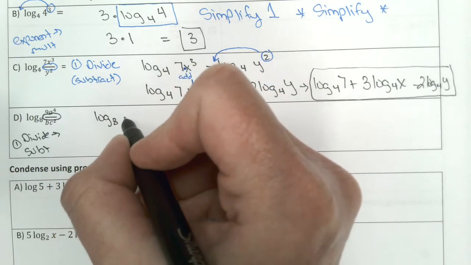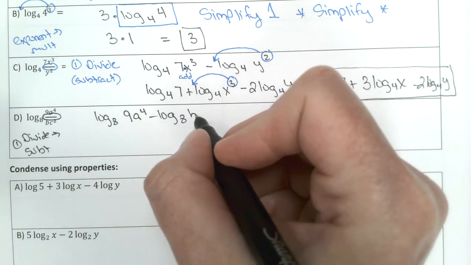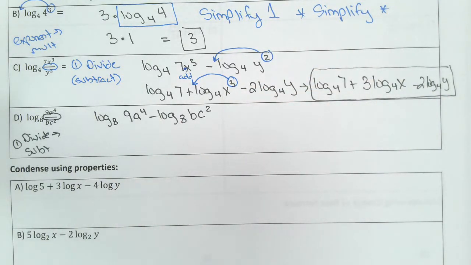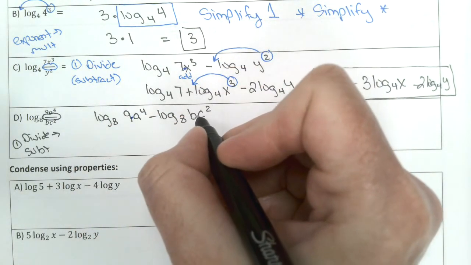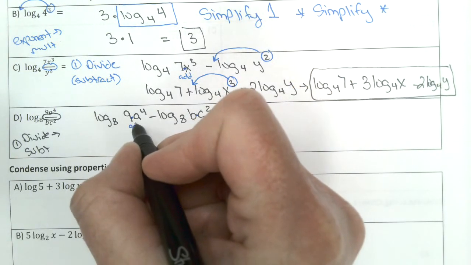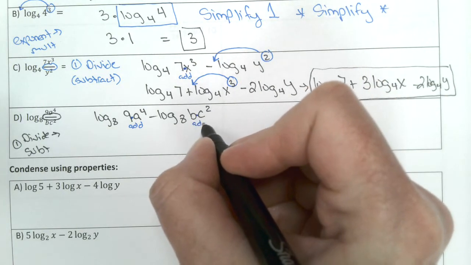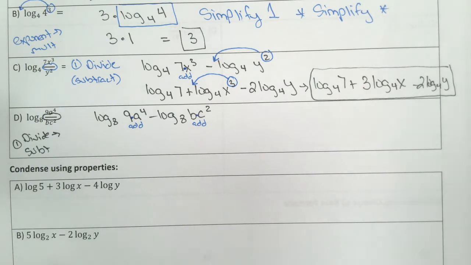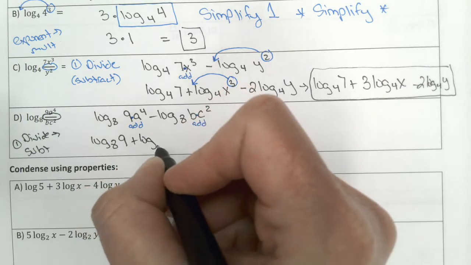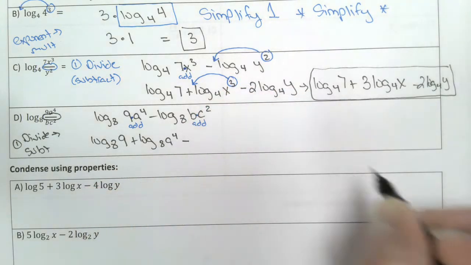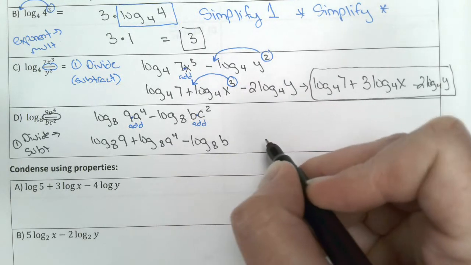So I have log base 8 of 9a to the 4th minus log base 8 of bc squared. All right, so they each have multiplication. So I'm going to have to break that part up using addition, and I'm going to have to break up my b and c that are being multiplied by addition there as well. So I have log base 8 of 9 plus log base 8 of a to the 4th minus log base 8 of b.